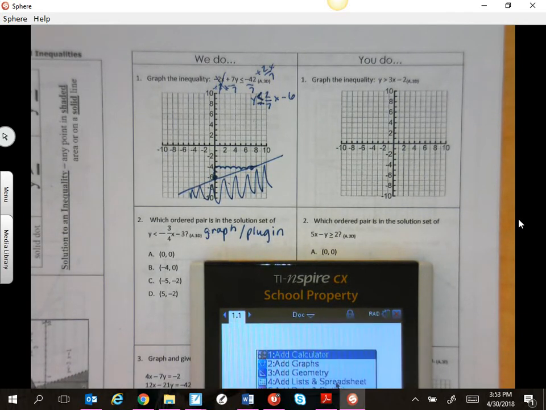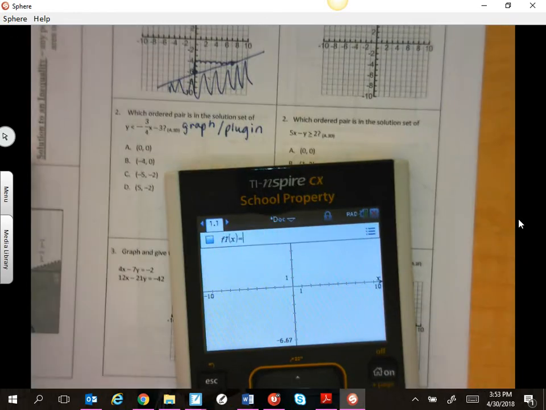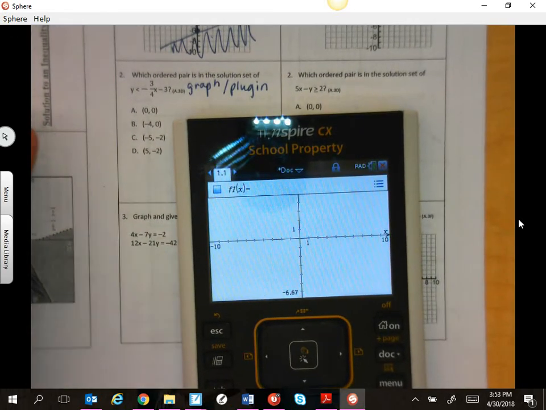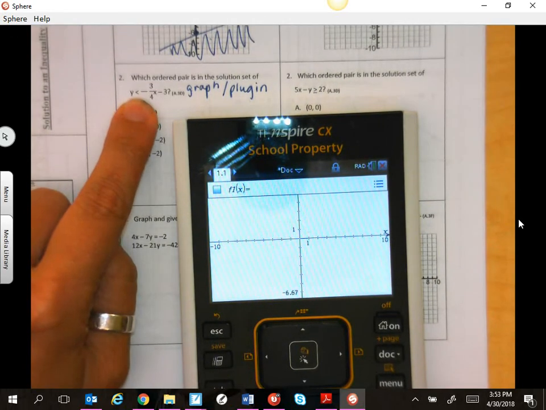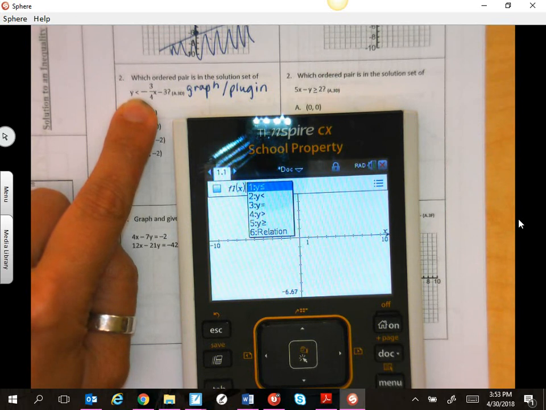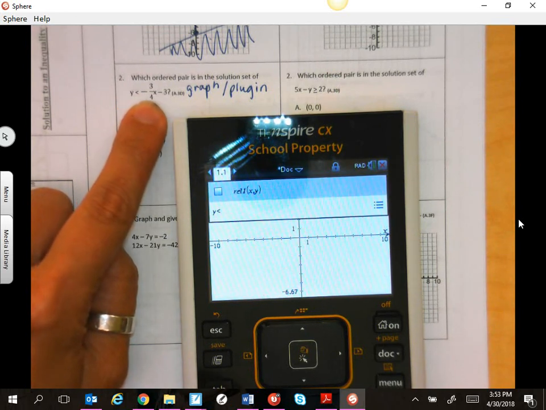So if I go to graph, I can put in, this is going to be less than, so I need to hit the delete button. Less than is here. And then I can say negative 3 over 4.